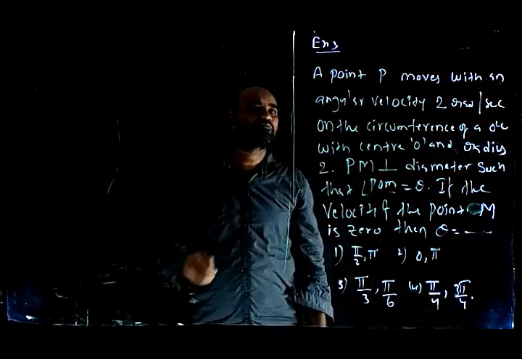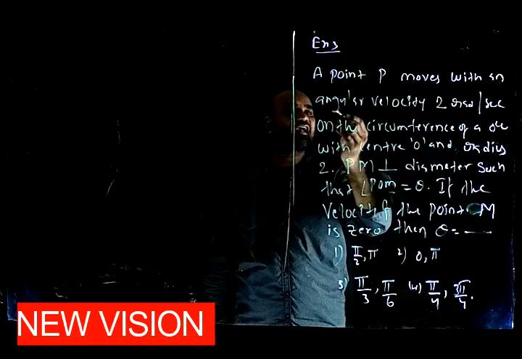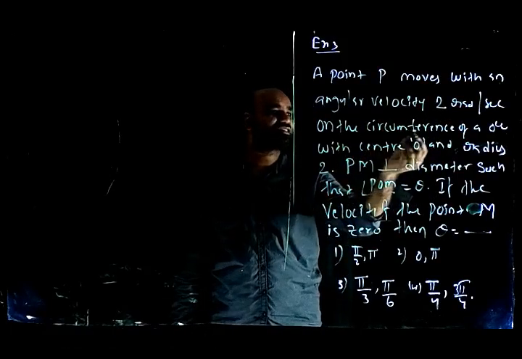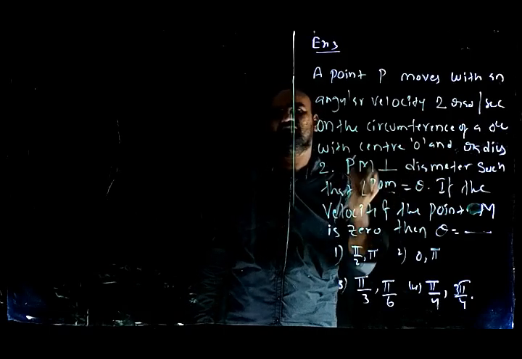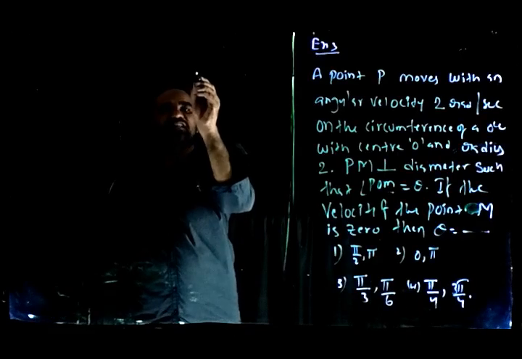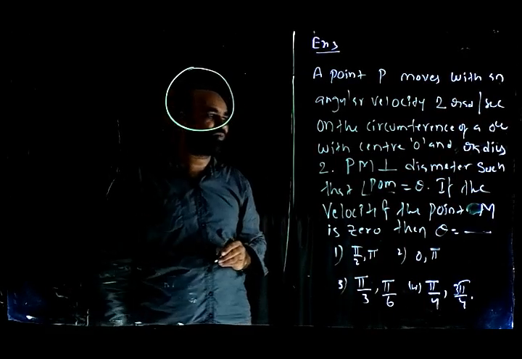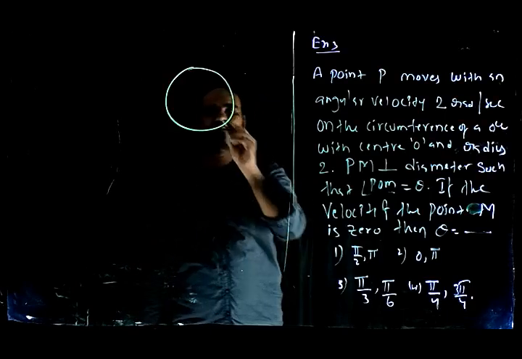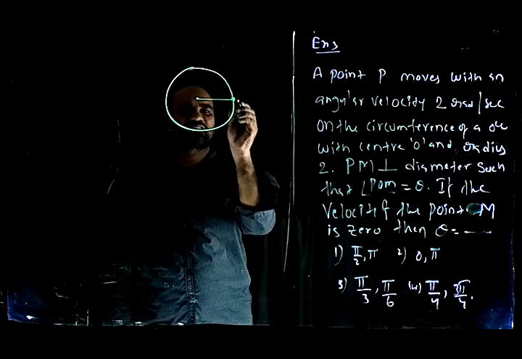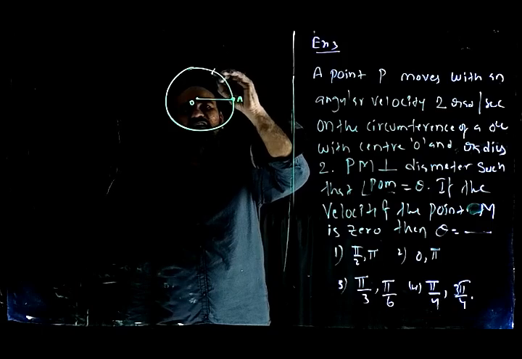Example 3. A point P moves with an angular velocity 2 radian per second on the circumference of the circle with center O and radius 2. A circle is given here. On the circle, the particle is moving. For example, this is the initial position of the particle, say A. After some time, the particle is at P.